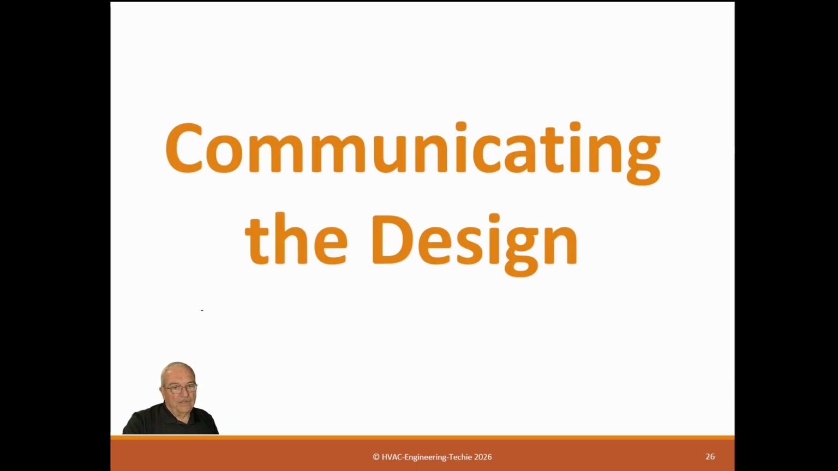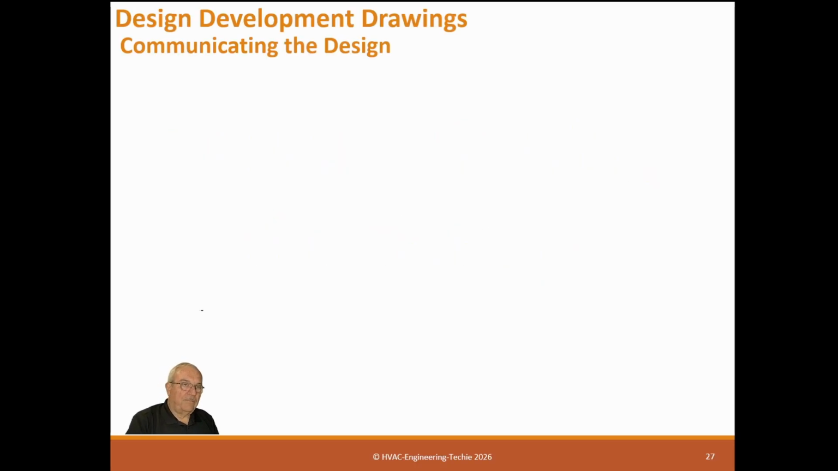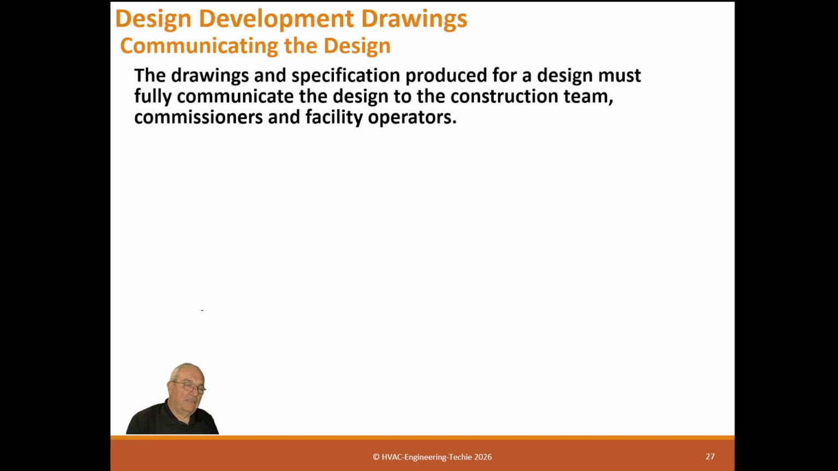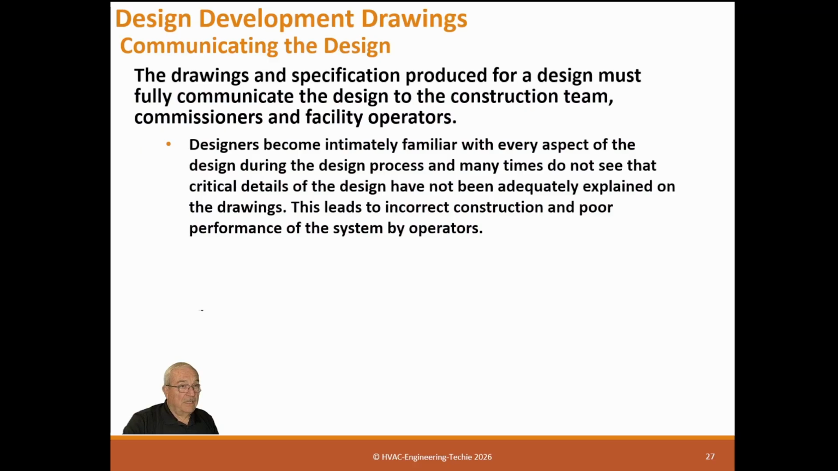Okay, here's my fun subject, communicating the design. You probably won't hear this anywhere else but here: the drawings and specifications produced for design must fully communicate the design to the construction team, commissioners, and facility operators. The reason is the designers become intimately familiar with every aspect of design during the design process, and many times do not see that critical details of the design have not been adequately explained on the drawings. This leads to incorrect construction and poor performance of the system by operators.